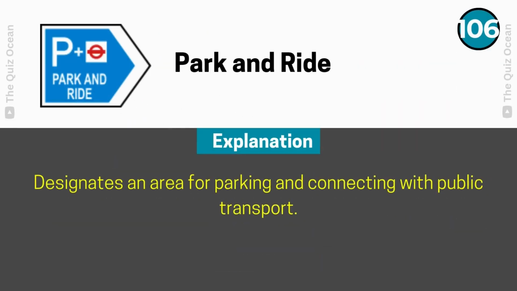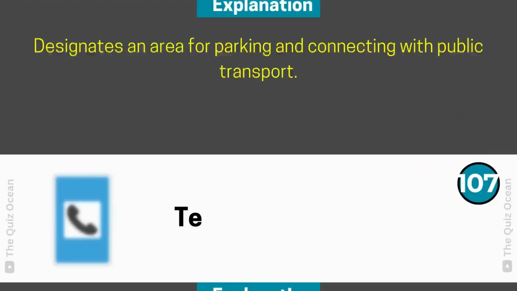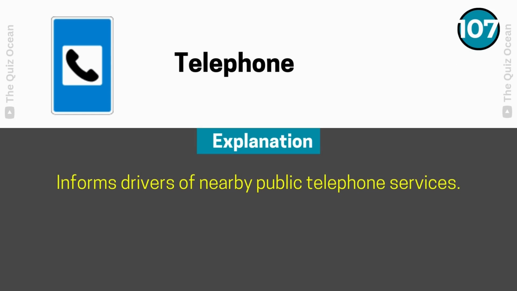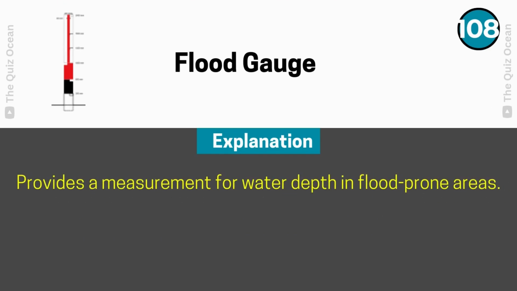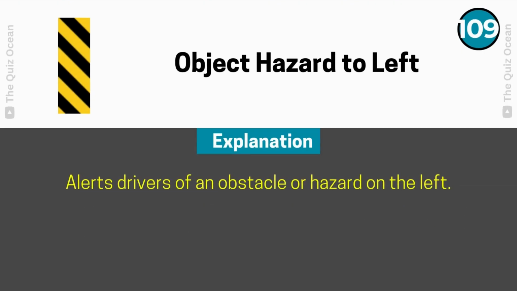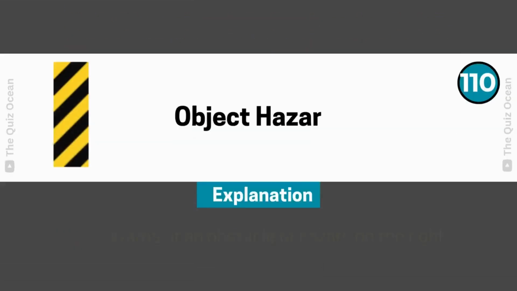Park and ride sign. Designates an area for parking and connecting with public transport. Telephone sign. Informs drivers of nearby public telephone services. Flood gauge sign. Provides a measurement for water depth in flood-prone areas. Object hazard to left sign. Alerts drivers of an obstacle or hazard on the left.